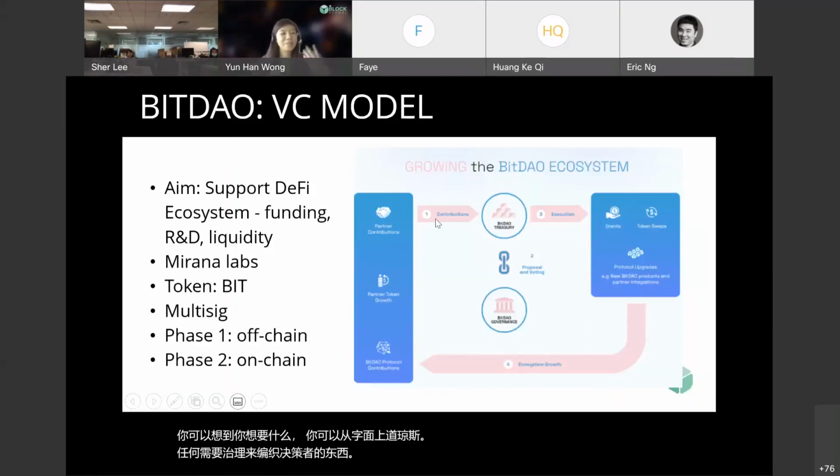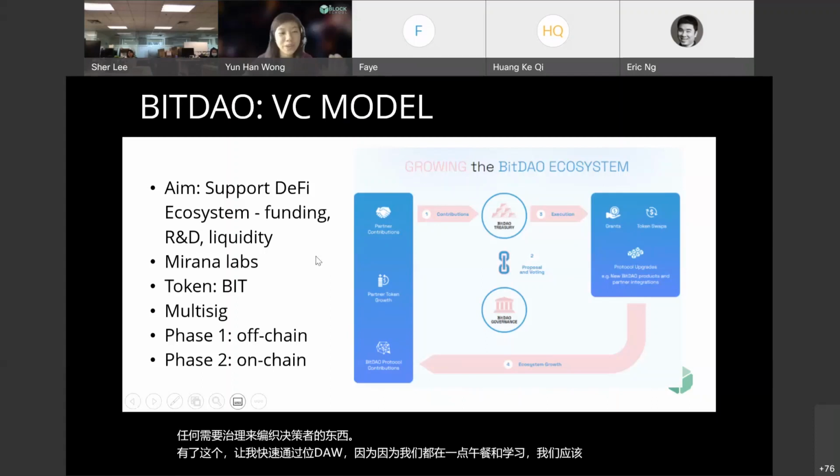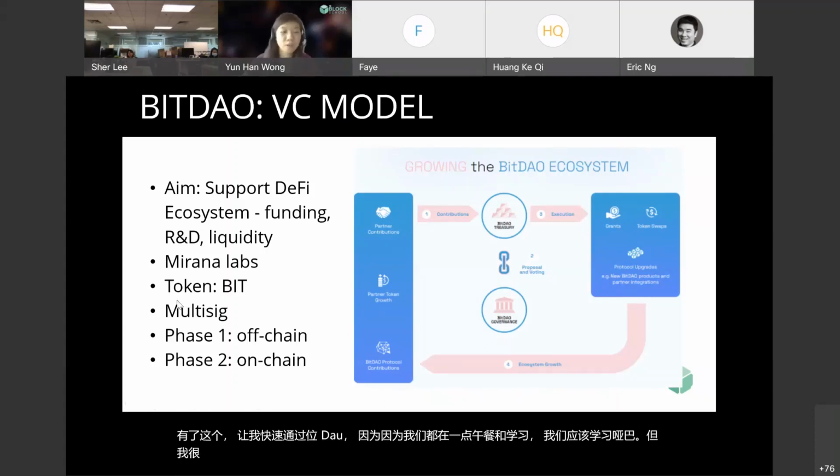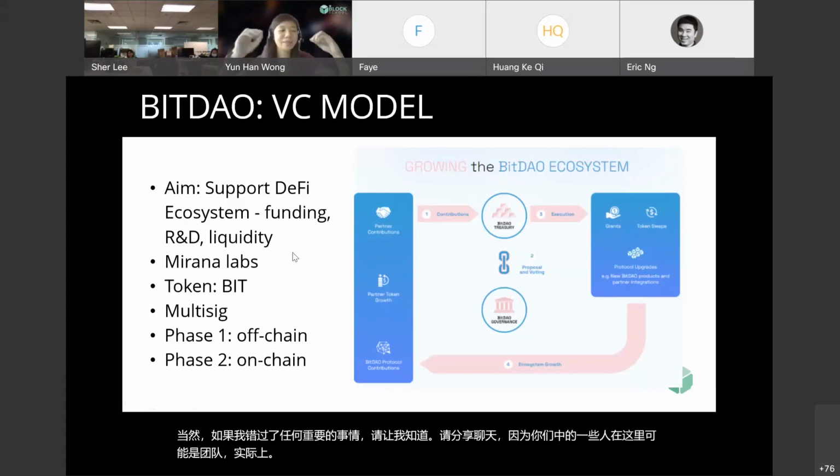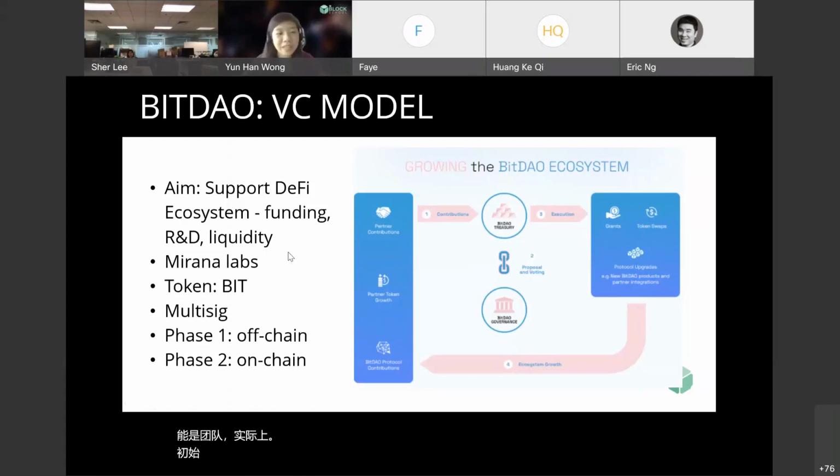And with this, let me quickly go through BitDAO, because since we are all in Bybit Lunch and Learn, we should learn about BitDAO. But I'm pretty sure some of you already know about BitDAO, but for those that are new, maybe this will be good for you to get a very quick refresher. Of course, if I miss out any important thing, please let me know. Please share in the chat, since some of you here may be the team that actually conceptualized BitDAO. And with this, what is BitDAO?